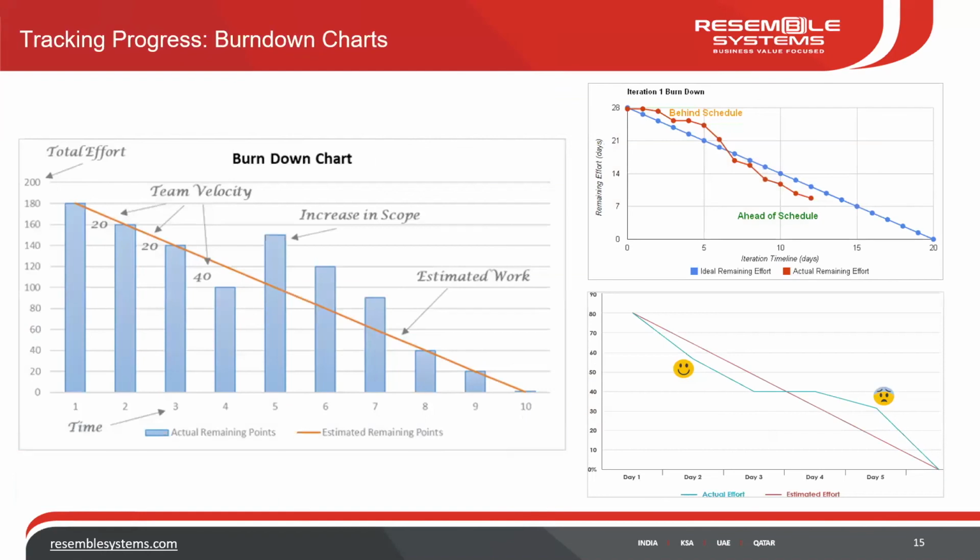Now the final subject for the day is how do we track? How do we track the velocity? What is the velocity? Velocity is how much time the team is taking to complete the story points in a sprint. That is called velocity, right?